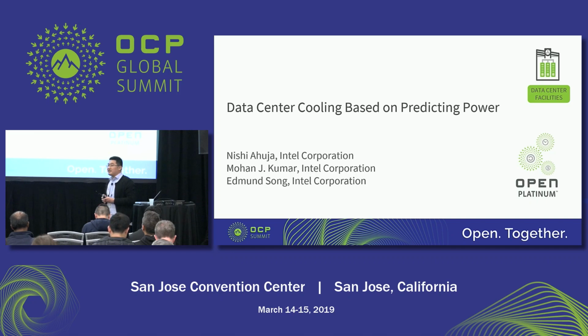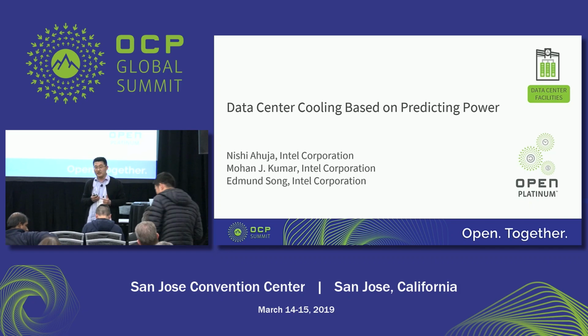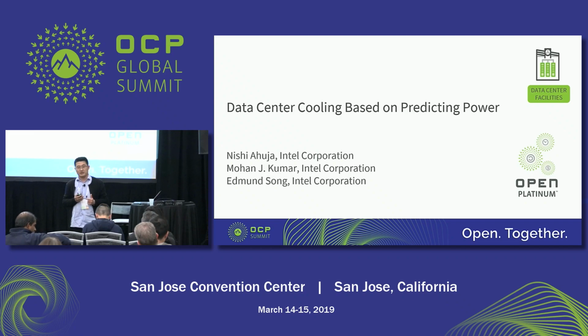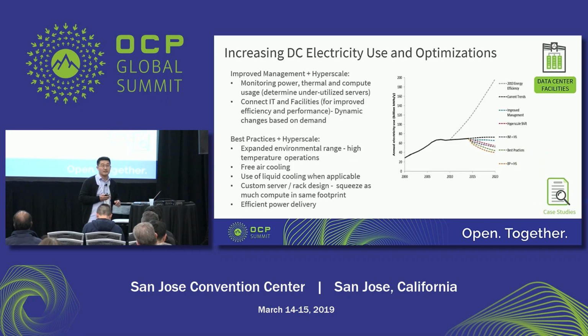Today's agenda has three parts. The first part is the background: why we care about facility efficiency, and why we are trying to connect system telemetry or power telemetry into the cooling facility system. In the second part, I'm going to discuss some learnings and challenges in integrating system power telemetry into the cooling facility. For the third part, I'm going to talk about the details of how to use power prediction technology for cooling facility efficiency. So let us look at the background.